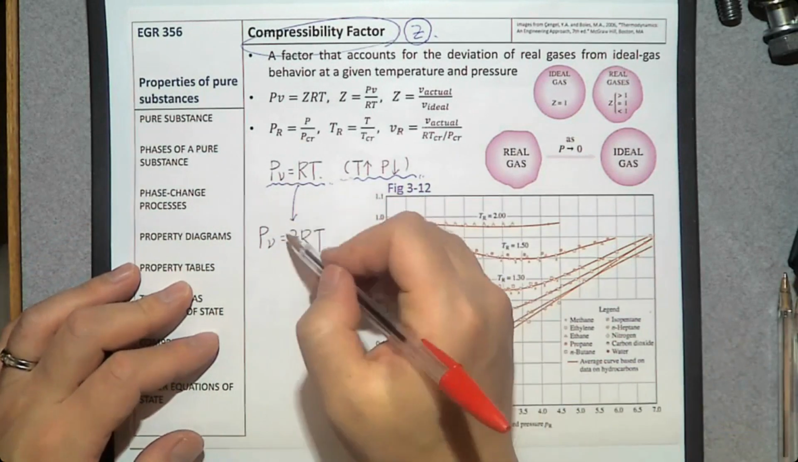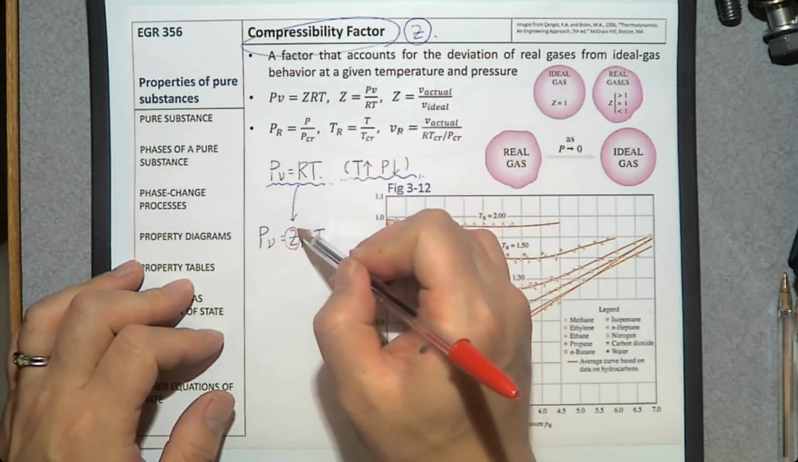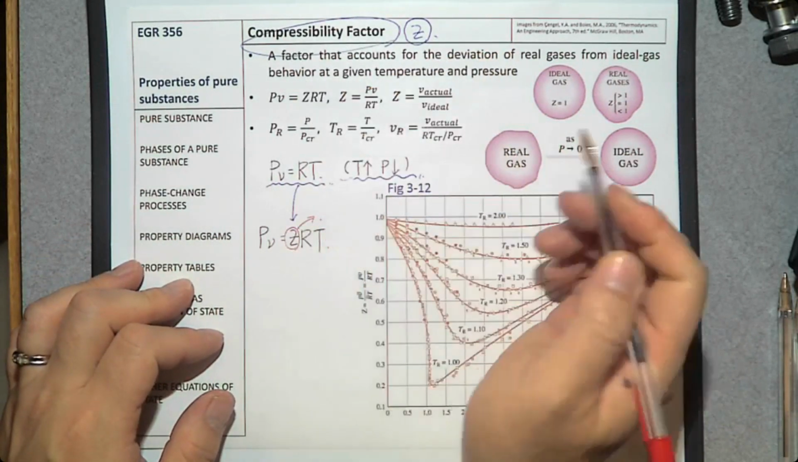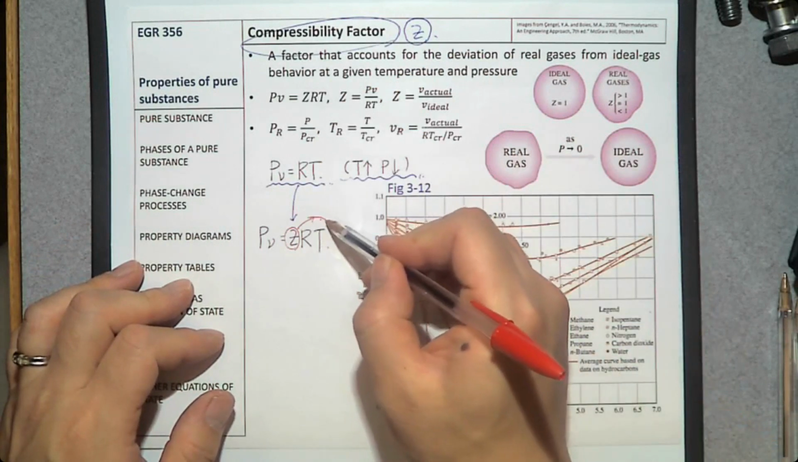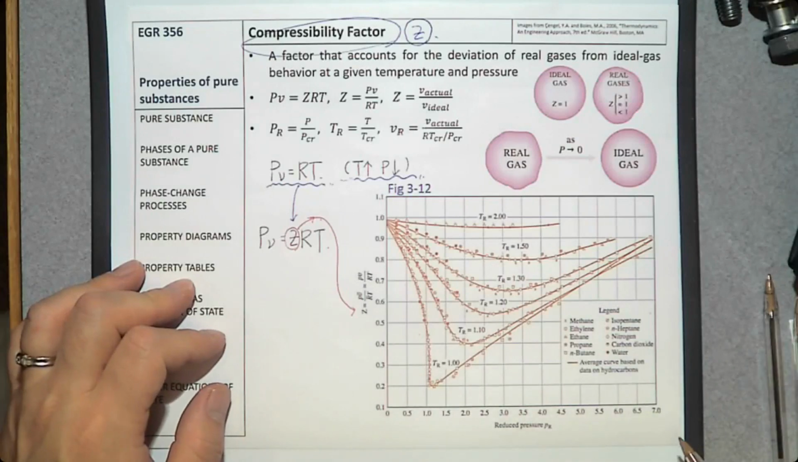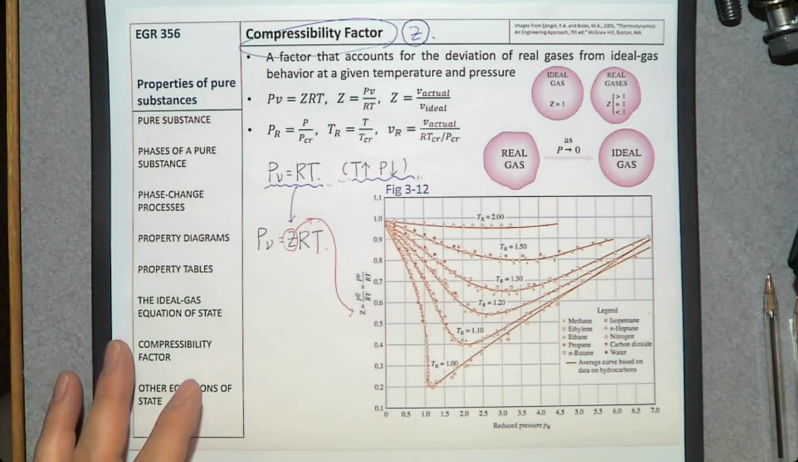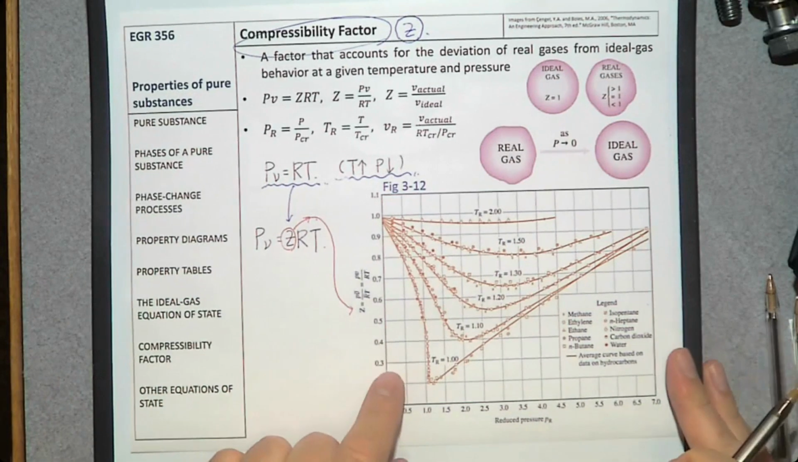And this Z is the compressibility factor, and we can find this Z by using this compressibility chart. So we are going to learn how to use this compressibility chart to use this modified ideal gas equation. Then let's see how we can use this compressibility chart.